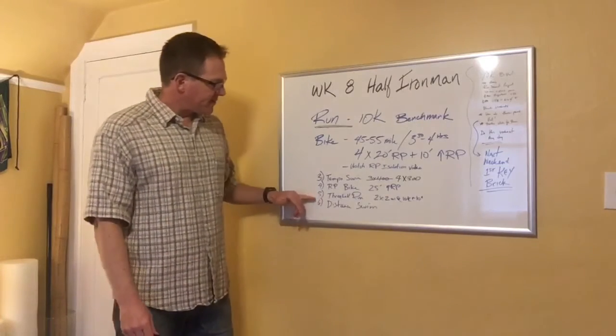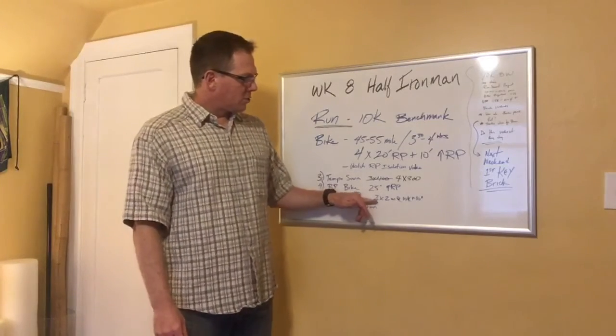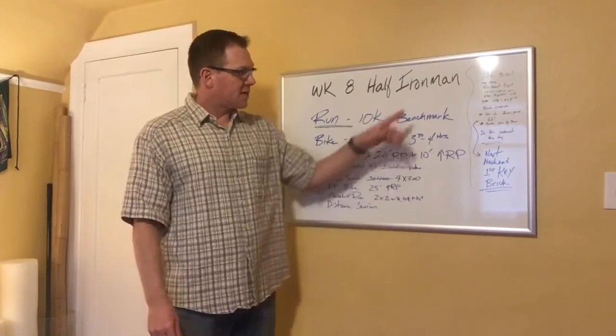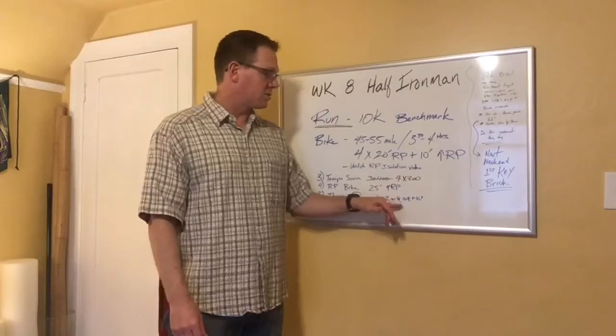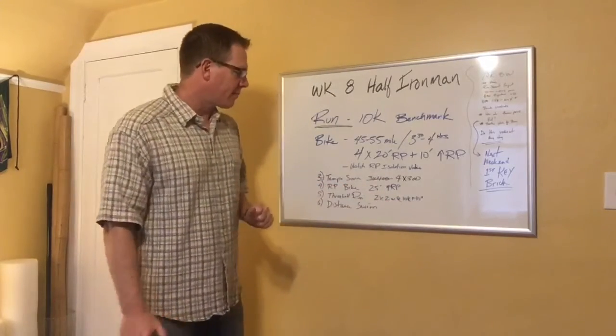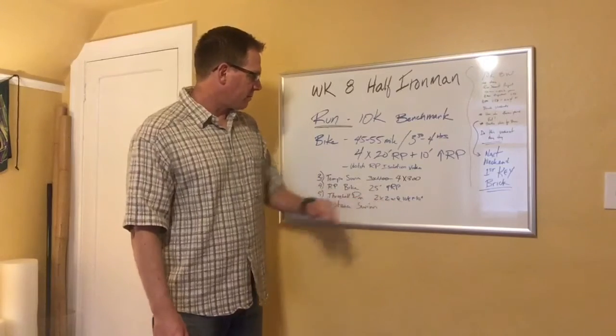And then 5 would be the threshold run, 2 by 2 miles at 10K pace plus 10 seconds. So if your 10K pace is 8:02, then these would be at 8:12, right? So 10 seconds slower than your 10K pace. Take a rest in between there.